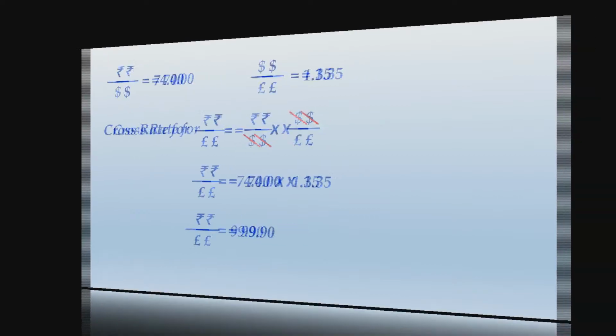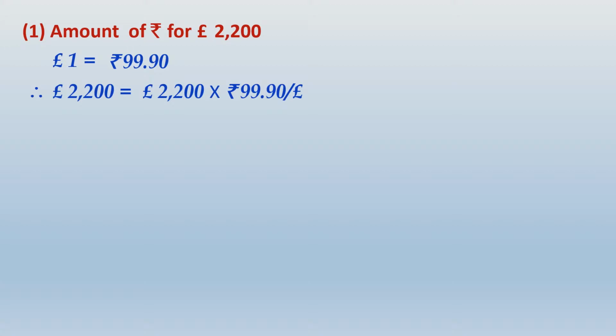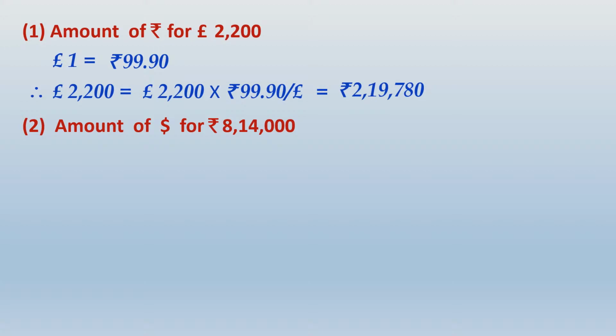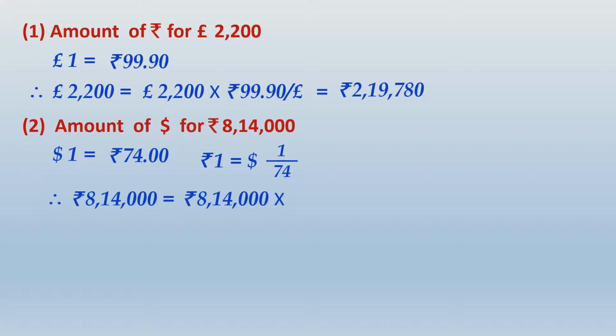Once you get this quote, then answering any of the requirement is very simple. Amount of rupee for pound 2200. So because pound 1 equals to rupees 99.90, pound 2200 will be simply 2200 into 99.90 per pound, and that comes to 2,19,780 in terms of Indian rupee. Second question, amount of dollar for rupees 8,14,000. Simply take $1 equals to rupees 74. So rupee 1 will be $1 by 74. So rupees 8,14,000 will be 8,14,000 into 1 by 74, and that would give you $11,000 as the answer.